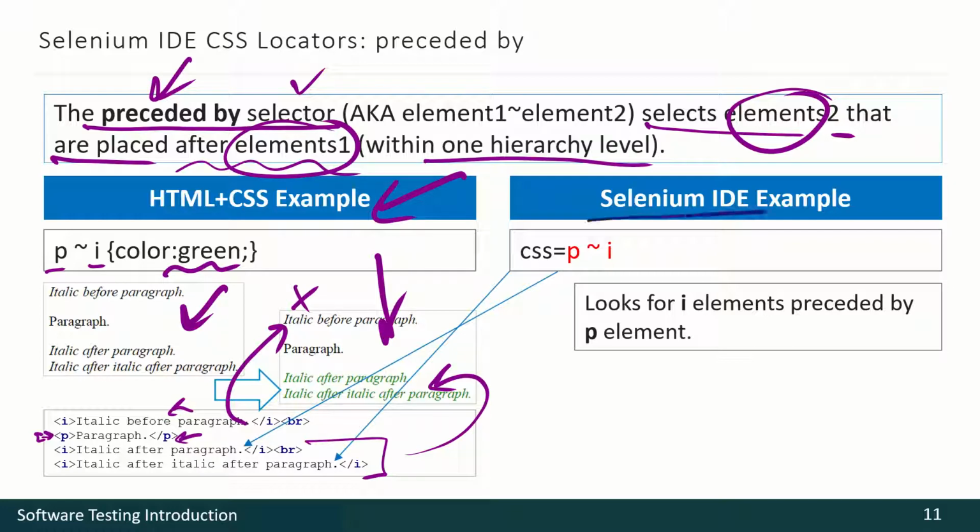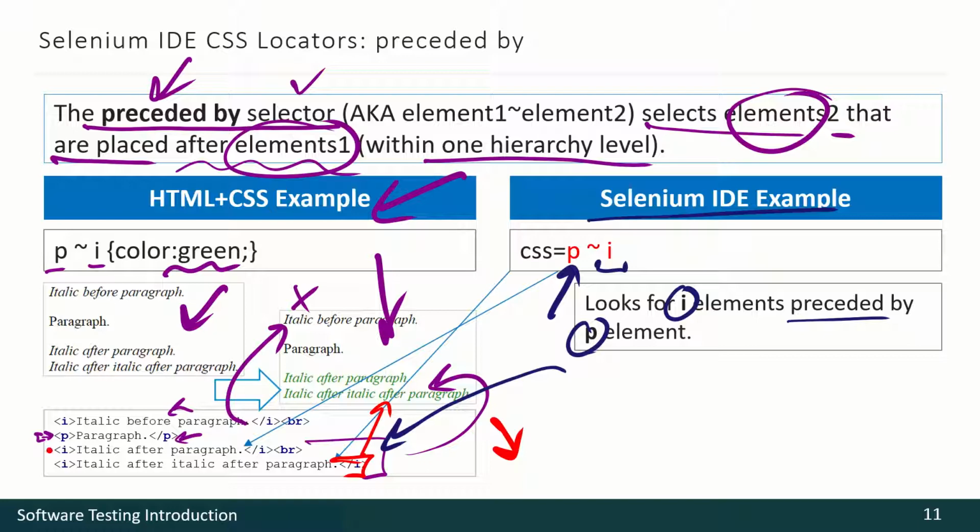With Selenium IDE, the idea is the same. We look for any italic text preceded by a P element, and here they are. Unlike in the previous case, this italic has also become green because it doesn't matter how far after it is. It may be on the first position, on the second, on the third, fourth, fifth, sixth, seventh, and so on. So please do not confuse this idea with this idea. This is right after, this is just after.